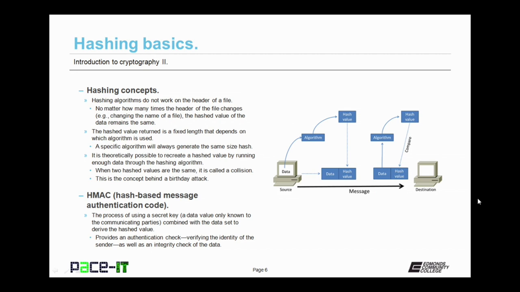Then we have HMAC, Hash-based Message Authentication Code. This is the process of using a secret key, which is a data value only known to the communicating parties, combined with the data set to derive the hashed value. And that hashed value actually makes up the message authentication code portion of HMAC. HMAC provides an authentication check verifying the identity of the sender, as well as an integrity check of the data.